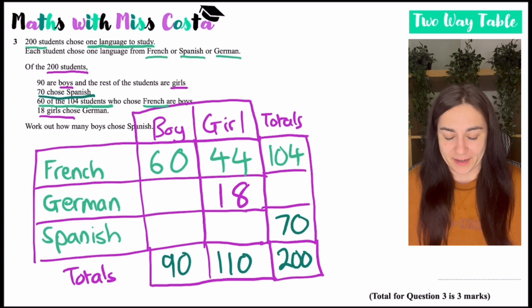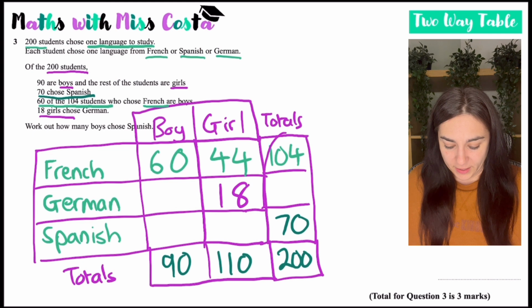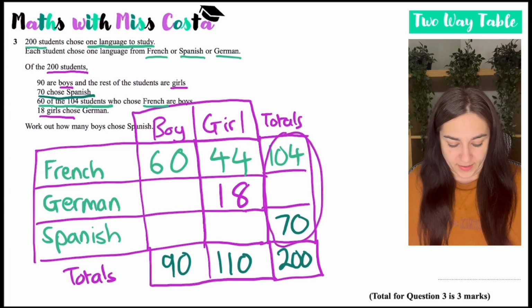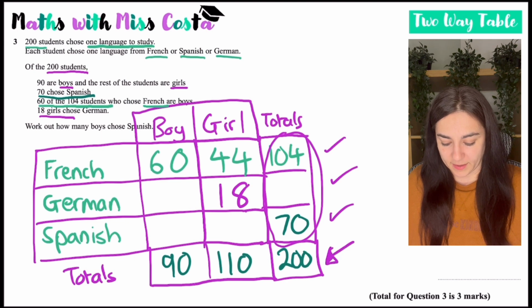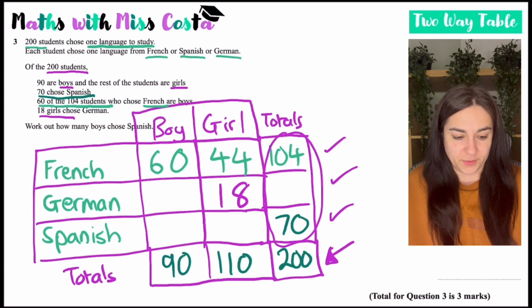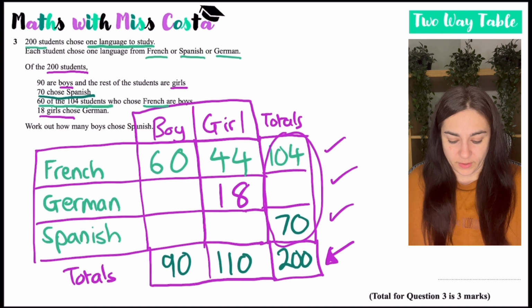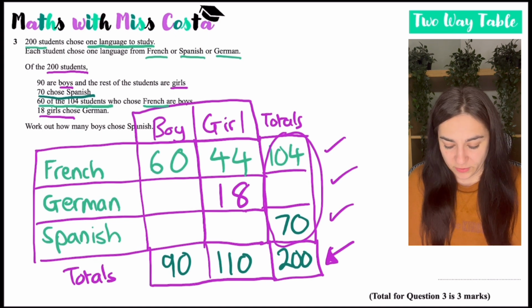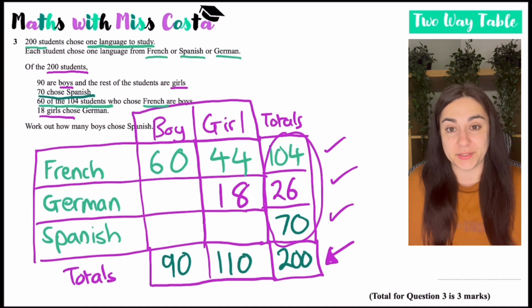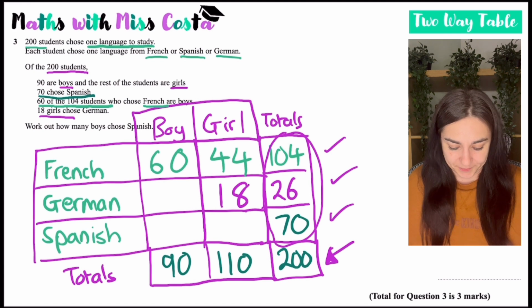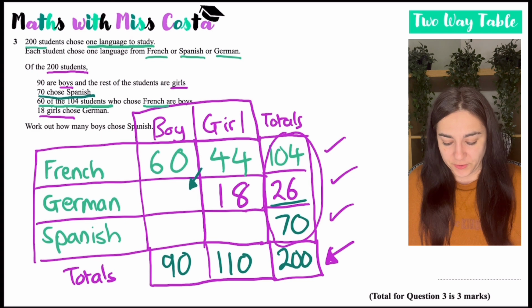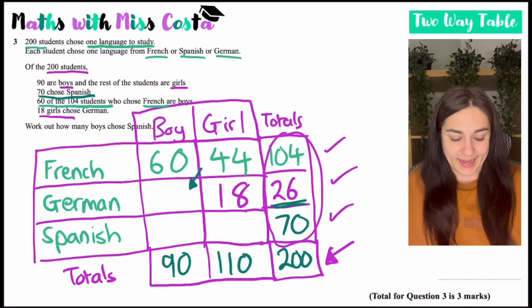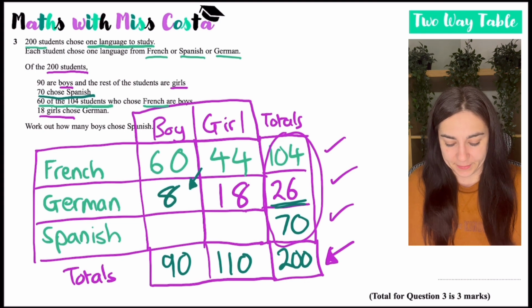So now it's kind of just like figuring out the missing pieces. If I look at my totals column, I know that the total amount of students that study French, German, and Spanish must sum to make 200. So 200, take away 104, take away 70, leaves me with 26. So I know the total amount of students that study German would be 26. I then have only one missing piece of data here. I know the total amount of students that study German is 26. 18 of these are girls. So 26 take away 18 leaves me with 8.